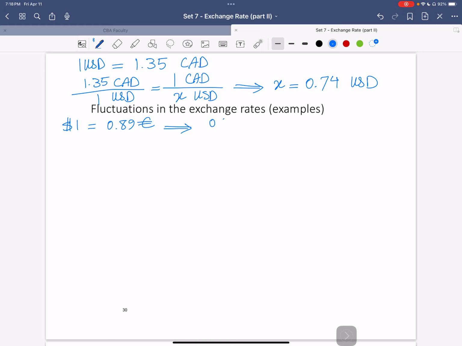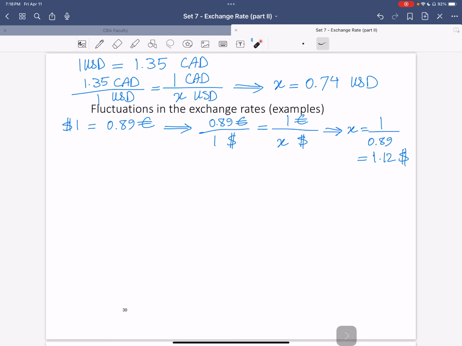And I can again do the same thing. 0.89 euros is $1. I can rearrange it and find the value of €1 in dollars. Finding x gives me 1 over 0.89, which is I think $1.12. So €1 is equal to $1.12. All right, but it's not remaining the same all the time.